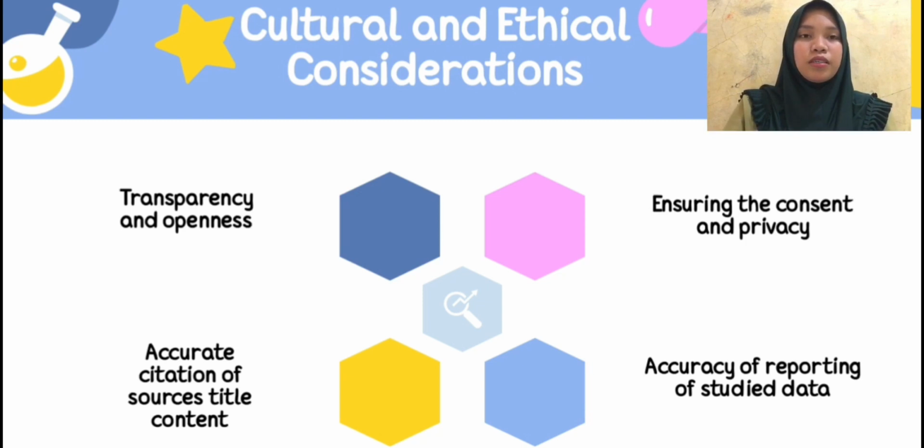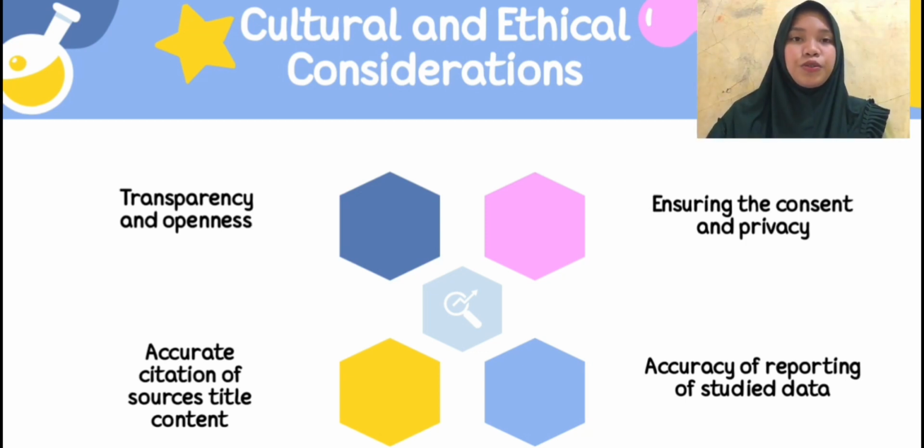The next one is the accuracy of reporting of studied data. Upon doing the research, the researchers must present the result of the study specifically on what they have gathered, such as their sources, and may it be statistical related. It is also for us to know what the result of their study is. That is why they must be careful not to include insubstantial information that can cause misunderstanding in the future.